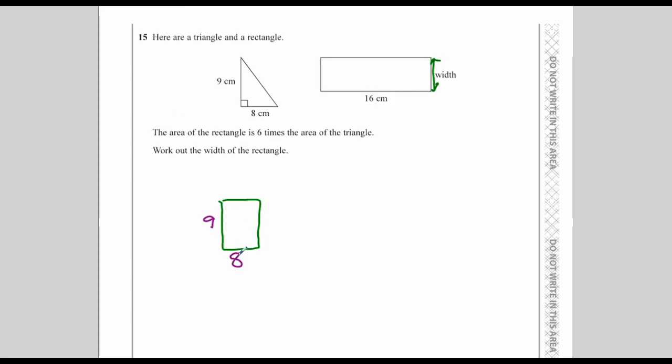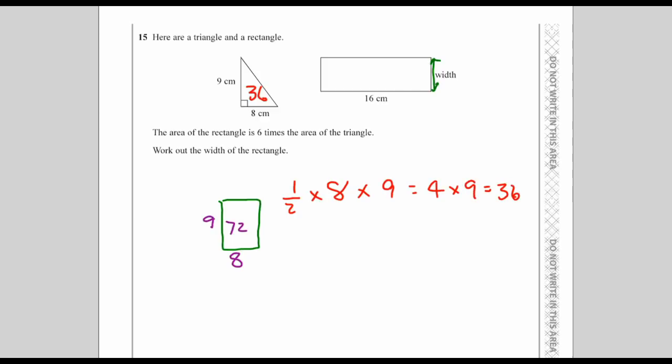And 9 times 8 is 72. But all we've got is actually half of that, because we cut it down the middle. Okay, half, half. And half of 72 is 36. Now, what you might have been taught at school is a half times the base times the height. So half times the base times the height. Half times 8 is 4. Times by 9 gives you the same thing.